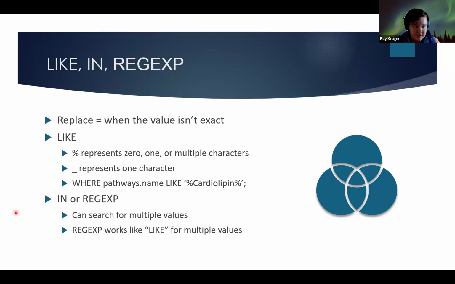For in and regexp, they can search multiple values. In is like an equal sign. It has to be exact, but if you're looking for 100 values like HMDB IDs, then you will use in to find a bunch of different things. Regexp is more like in in that you can find a bunch of values, but they don't have to be exact. It will return things that are similar to them.